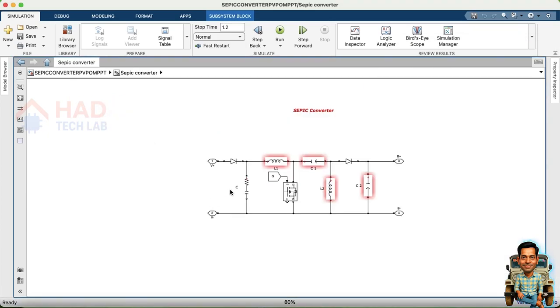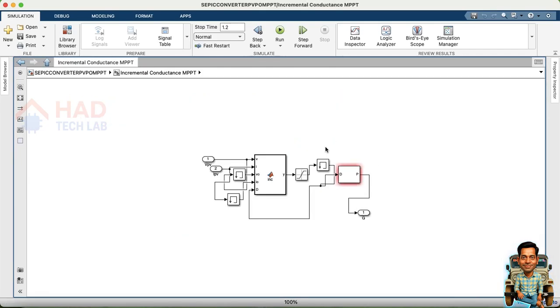We move to the SEPIC converter. It includes two inductors, two capacitors, and one switch, one diode. I already posted how to design a SEPIC converter in MATLAB, and I have attached that video in the description. You can check that. Based on the input voltage and the output voltage, we design the L1, C1, L2, C2 values. Here the capacitor is connected in parallel to the PV panel and also the SEPIC converter to smooth the input voltage to the battery side.